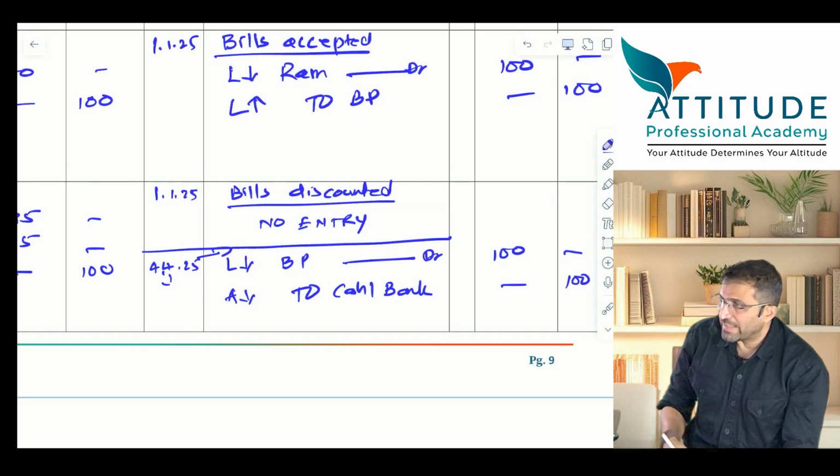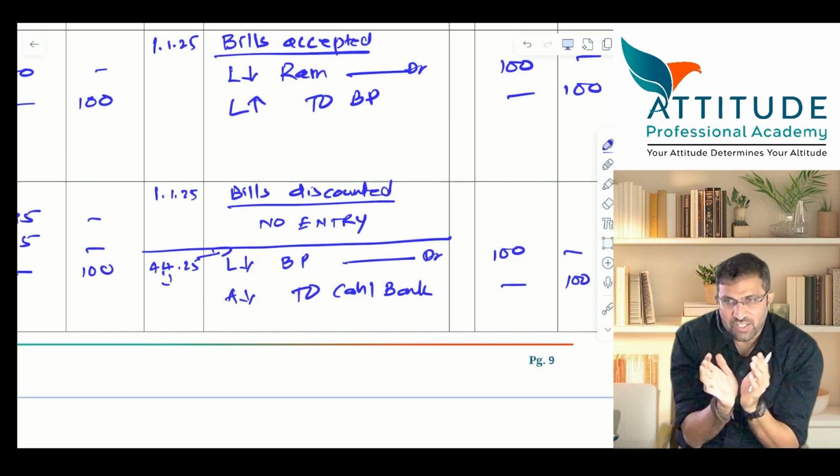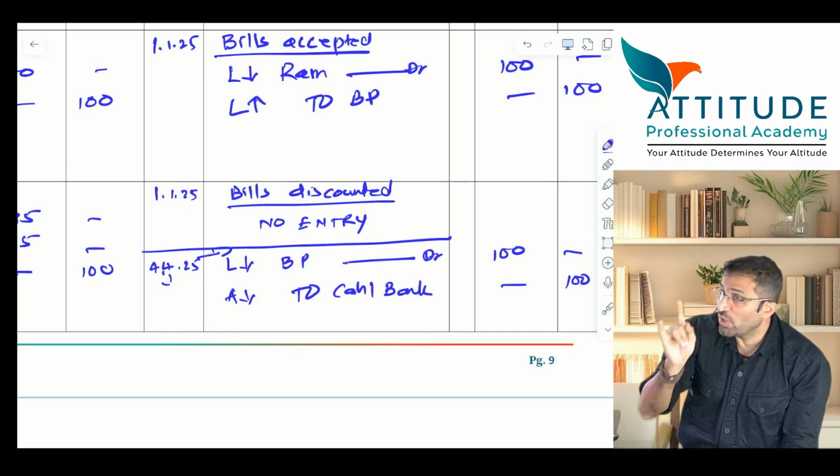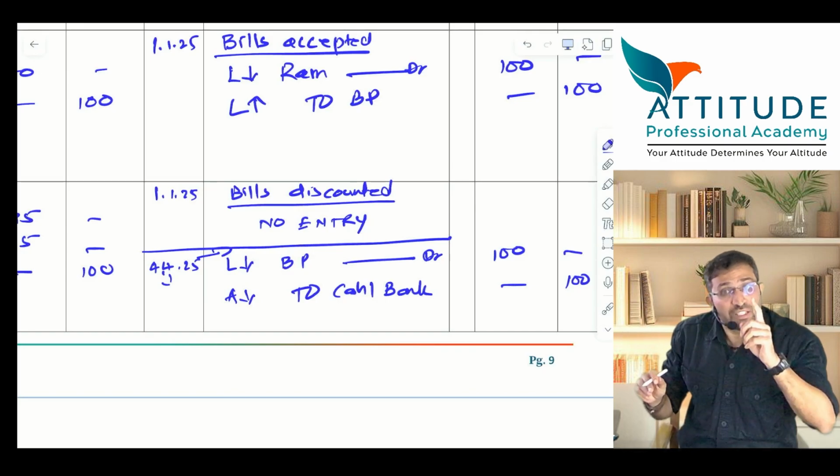Now I'll come back to the diagram, because now situation 2, bill is dishonored. Okay. Now I'll only give the explanation. Journal entries I'll not put. You have to put the journal entries, and later on I'll take the journal entries. Is that clear? So hear the explanation first.